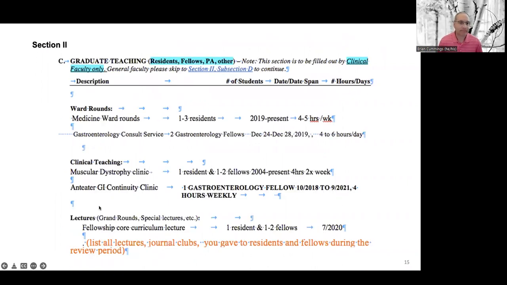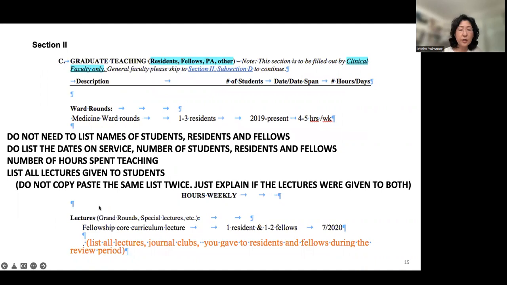Okay, so another thing is that you don't want to list the names of students, residents, fellows here. You just put the number of the students or mentees. And then I already went over this.